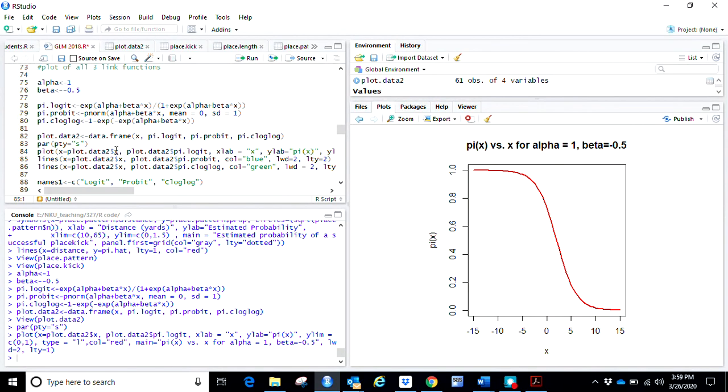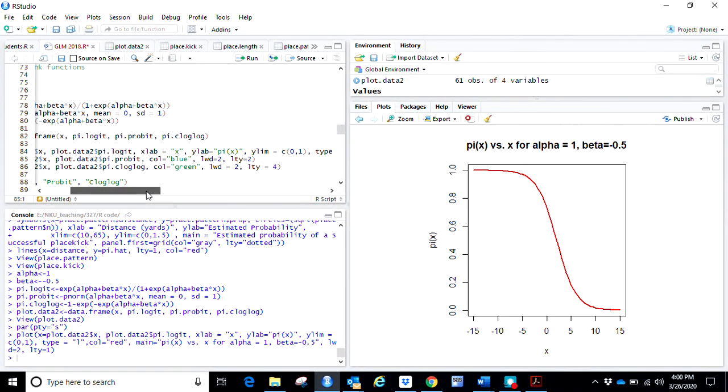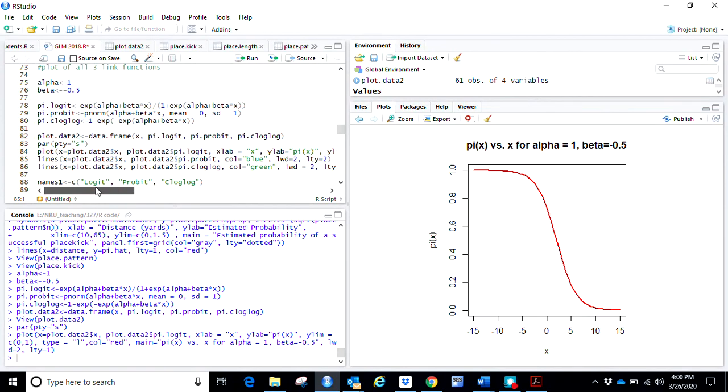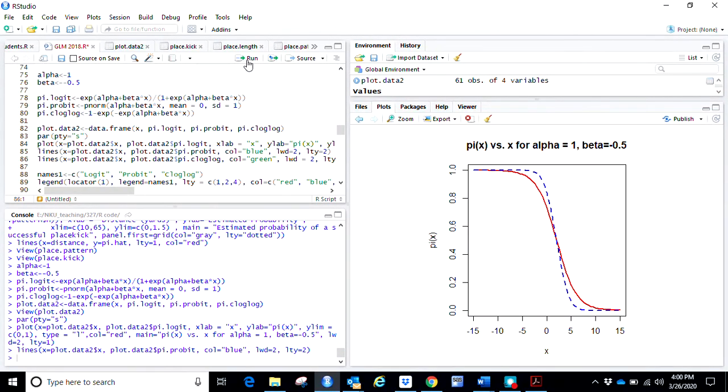This next one, notice I'm using the same values of x. All I'm changing is that I'm using the probit instead of the logit pi's. I'm changing the color as well as the type, so we can see a little bit of a difference there as well. So now there's my probit function on there. And then finally, same idea with the complementary log, just changing colors and a little bit of the line type so it looks a little bit different.